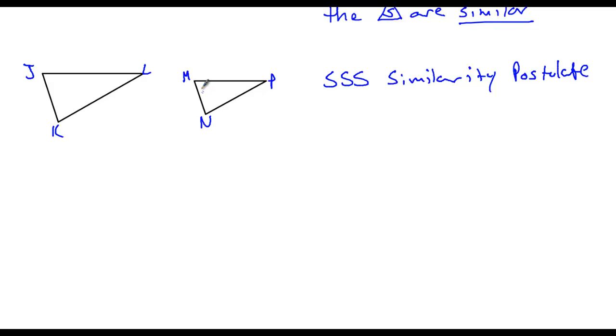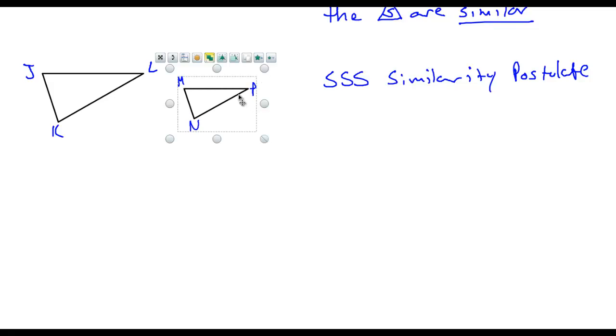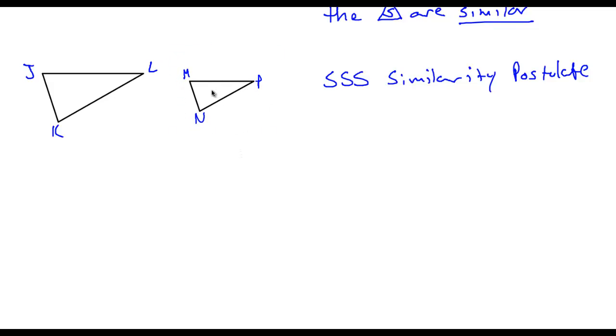But when you saw me shrink them down, I shrunk it all at once, right? It's not like I shrunk it just this way, or just this way. I shrunk everything at the same time. So what that tells me is that the side lengths are proportional to each other. I shrunk each one of them the same amount.